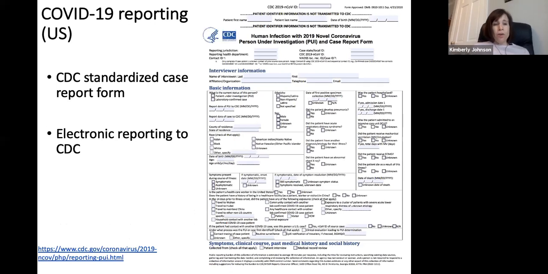So moving on to COVID-19 reporting, the CDC has a standardized case report form, and this is shown here. This is taken from the CDC website. So health departments, when they get a case that's been diagnosed, can fill out this form electronically and submit it to CDC. And that helps us keep track in real time of the number of cases that are being diagnosed in the United States.